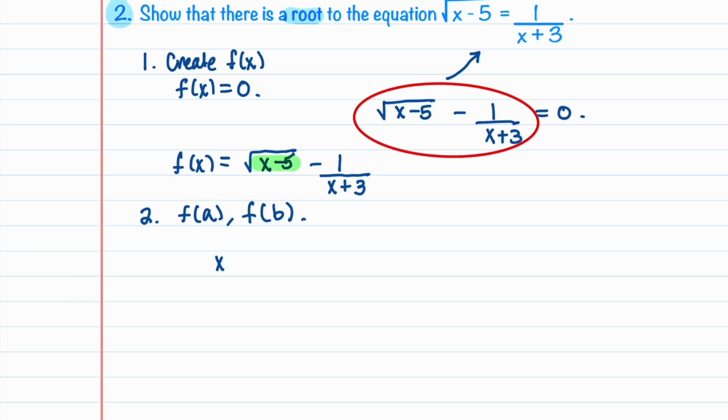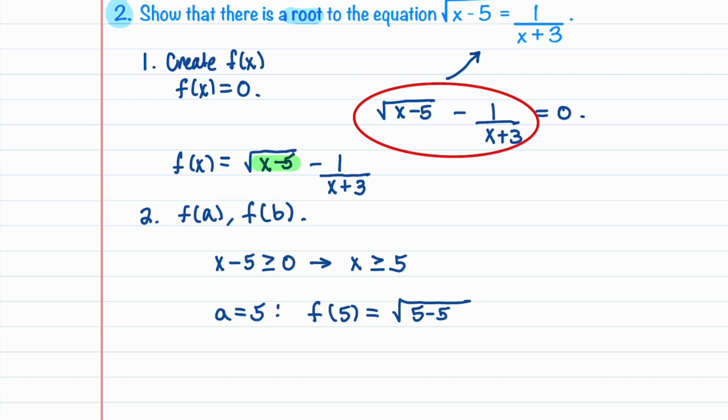We are going to set x minus 5 greater than or equal to 0, and that tells us that x has to be greater than or equal to 5. We now need to choose an a and a b, and it has to be greater than or equal to 5. I am going to let a be equal to 5, and let's see what happens. f(5) is the square root of 5 minus 5, minus 1 divided by 5 plus 3. So this is equal to minus 1 over 8, and let's make a note that that is less than 0.